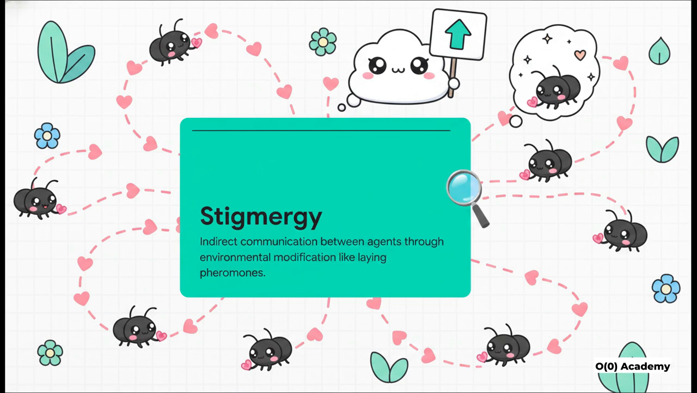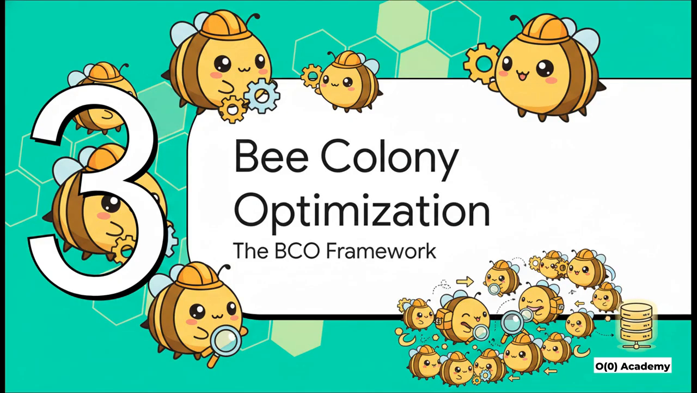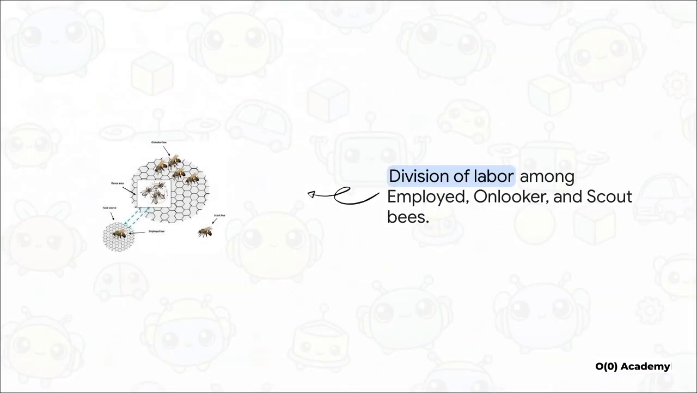The probability of selecting a path directly increases with the amount of pheromone on that path. It's a completely self-reinforcing process. Shifting gears now, let's look at Section 3, Bee Colony Optimization. Now compare this to the ants. Notice the discrete role-based architecture here versus the ants' continuous flow.